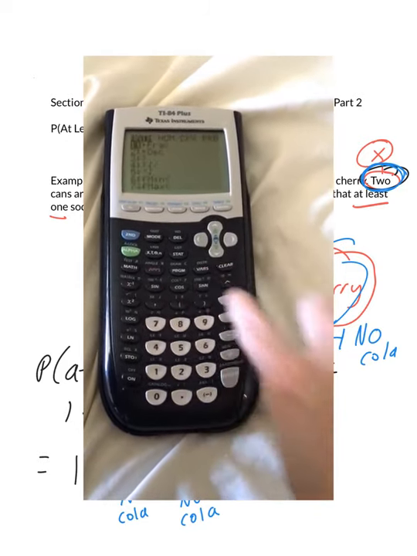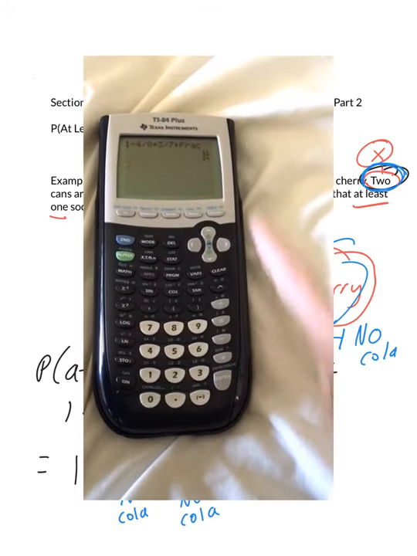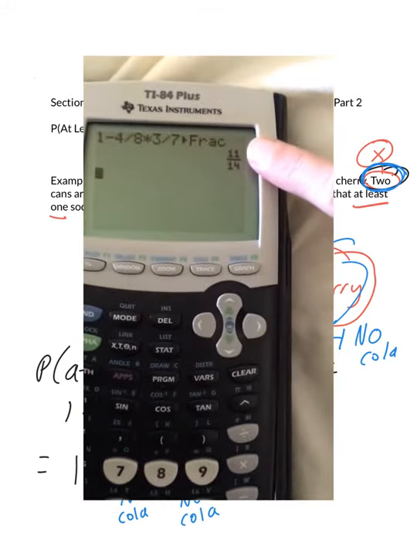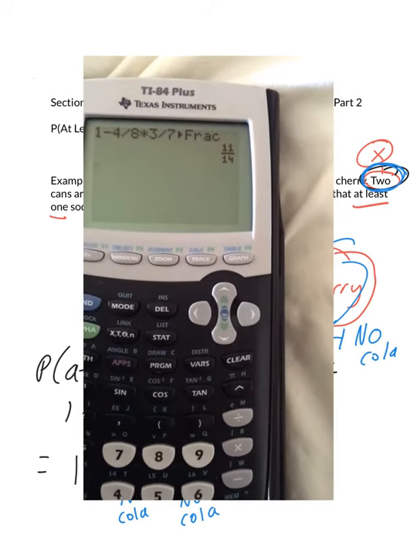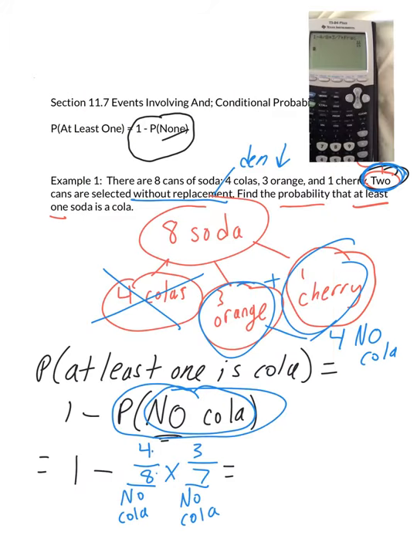And then math button, enter, enter. Final answer, 11/14. I'm going to jot down 11/14 as the final answer.